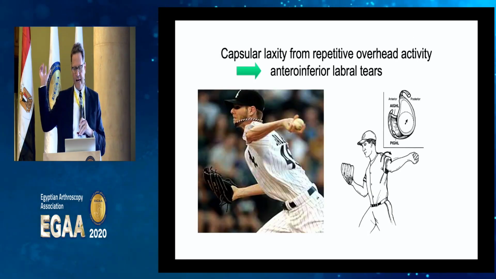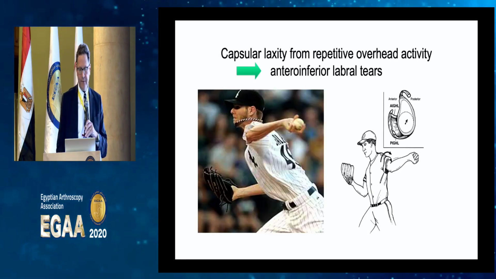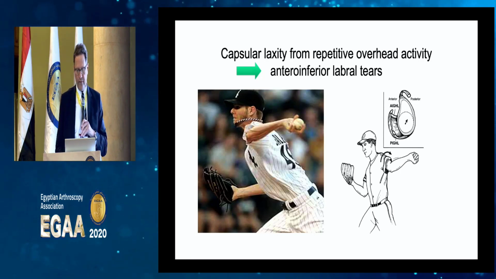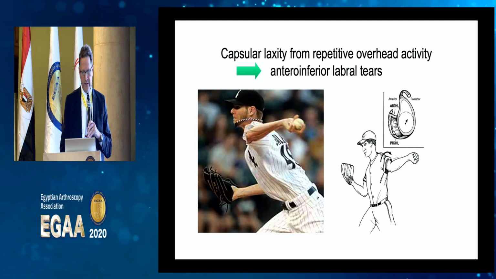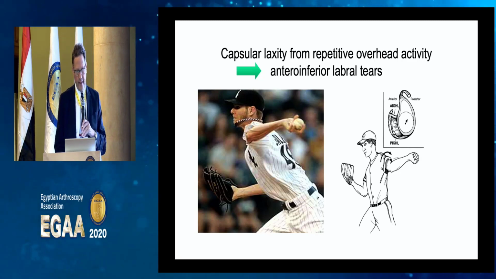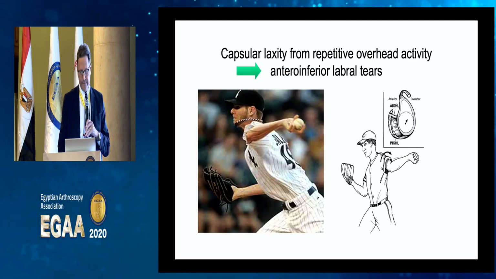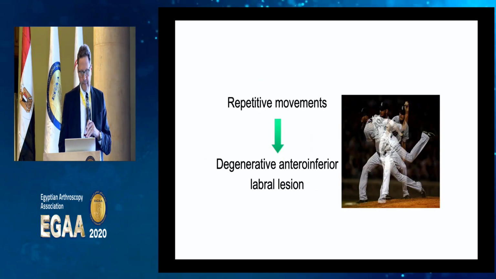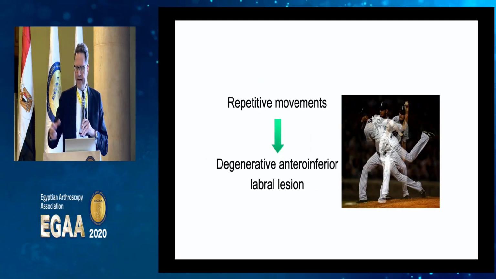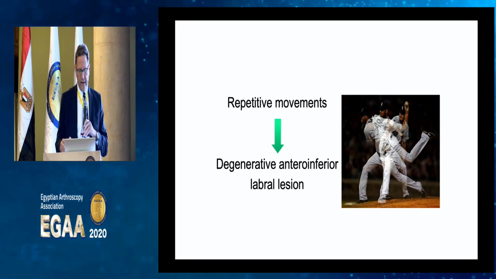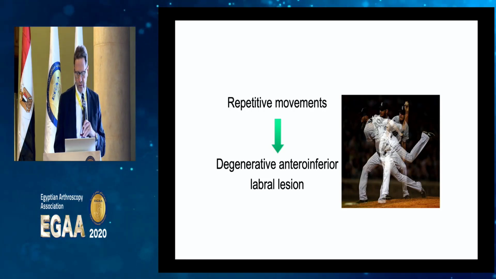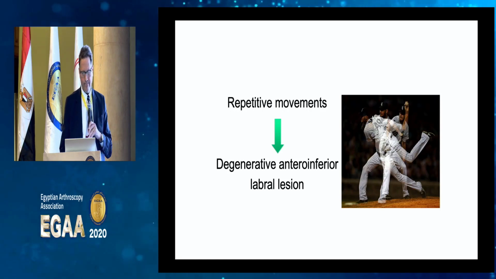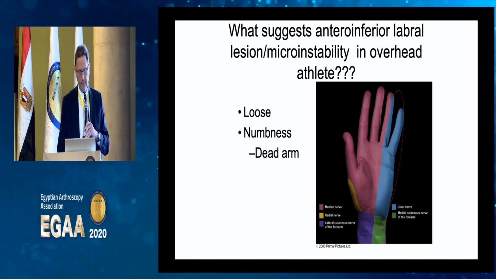And we know that capsular laxity from doing this many, many times can be associated with anterior inferior labral tears. But again, you don't see the big Bankart lesion like you do in someone who's dislocating from a contact injury, like a football player. Repetitive movements over and over again can cause a degenerative anterior inferior labral lesion with some damage to the glenoid as well. So it will look different.